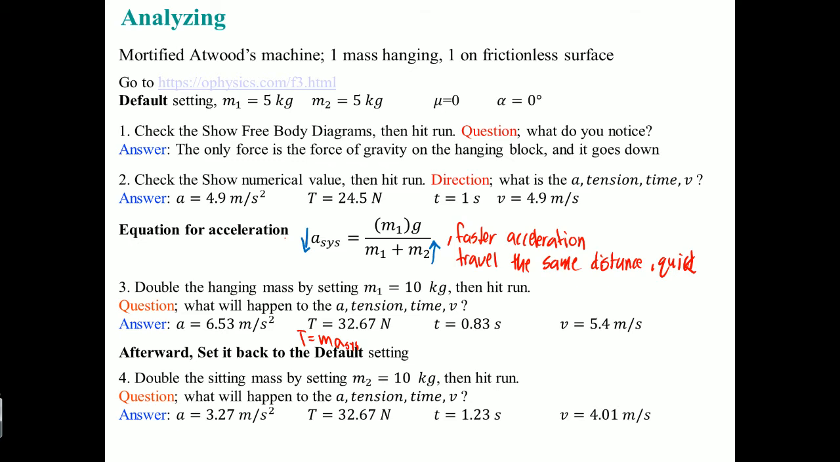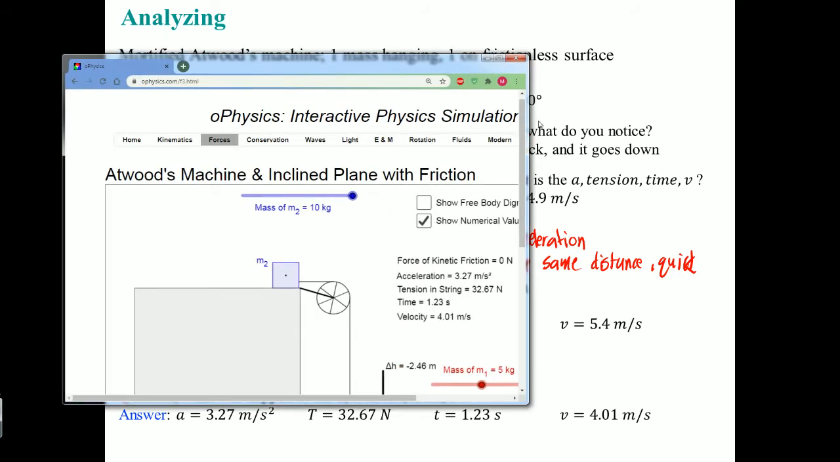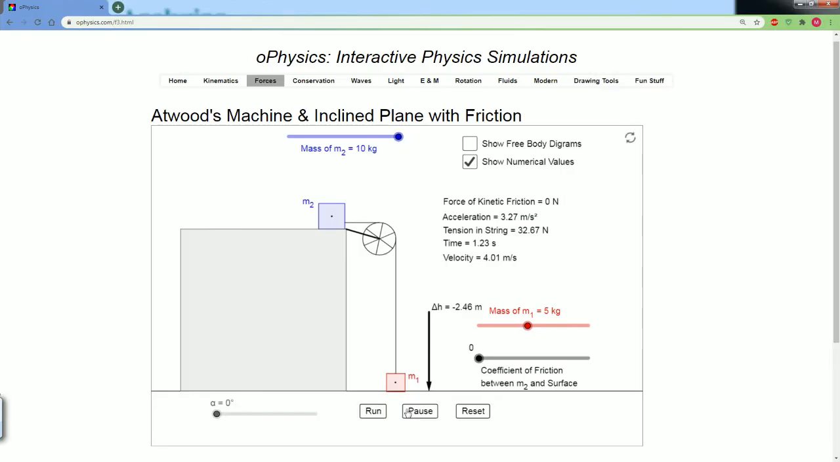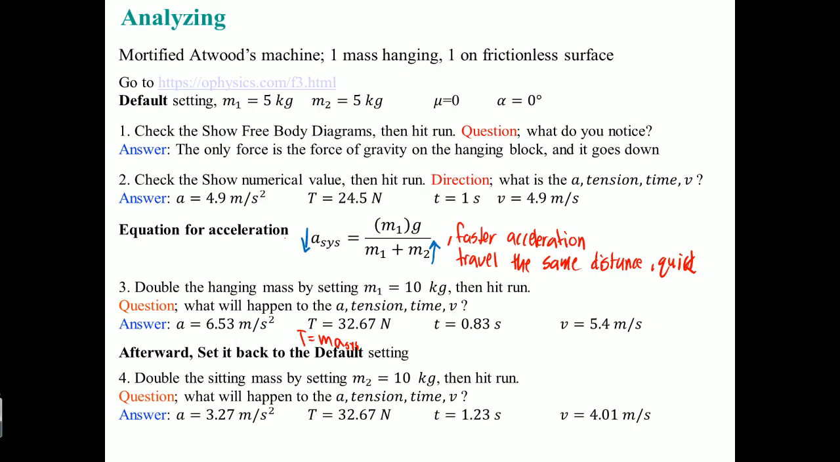But why is the tension here greater than, oh, did I type it in wrong? Oh yeah, I typed it in wrong. It's 3.27. Okay, so if I hit run, reset, run, it's 32.67. Yes. Oh, it's the same. So the tension here is the same. Look, the tension is the same. The tension is the same.